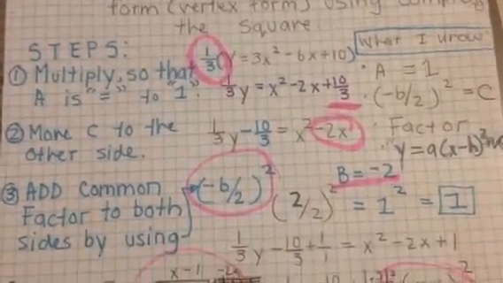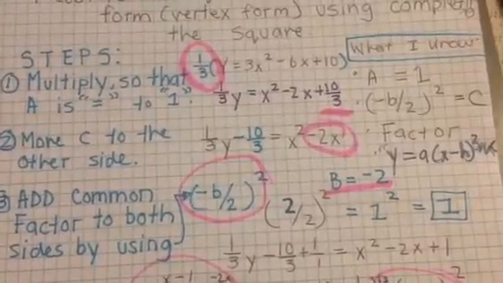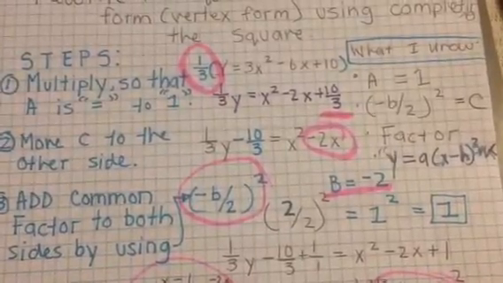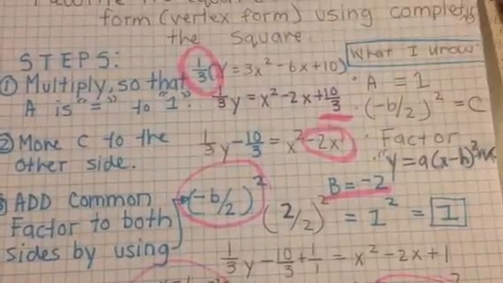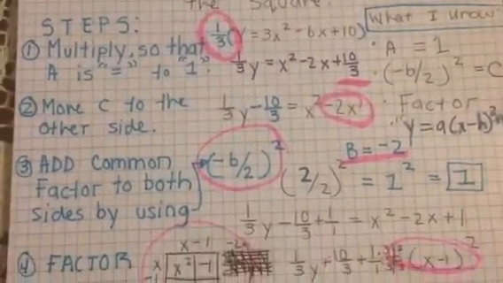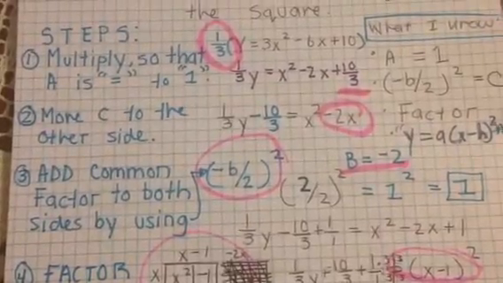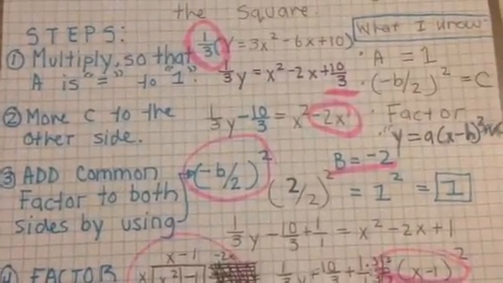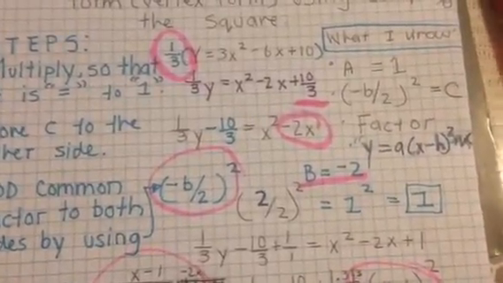My second step was to move c to the other side. In this case, it is negative 10 over 3. And I eventually get 1 over 3 y minus 10 over 3 equals x squared minus 2x. And my third step was to add common factors to both sides by using negative b over 2 squared. And if I plug in 2 for b, I eventually get my common factor as 1.